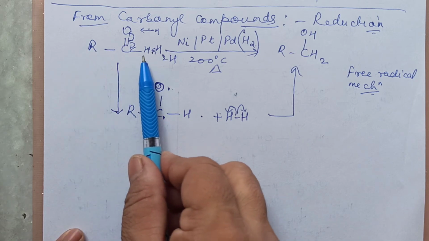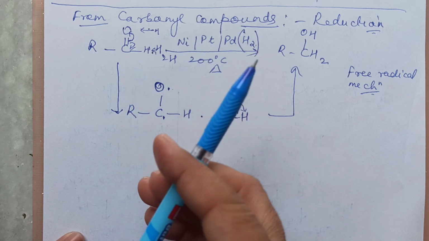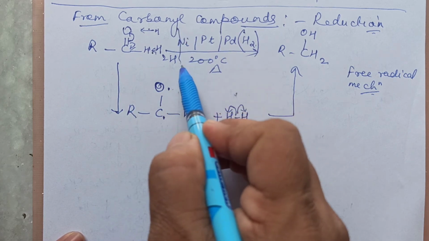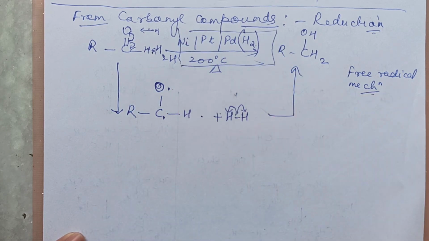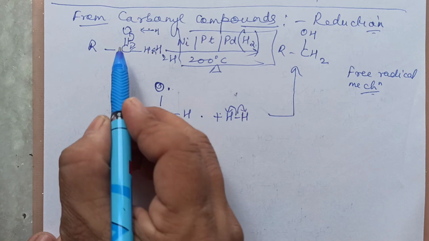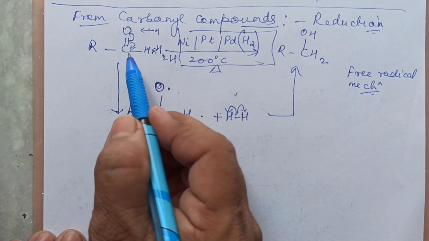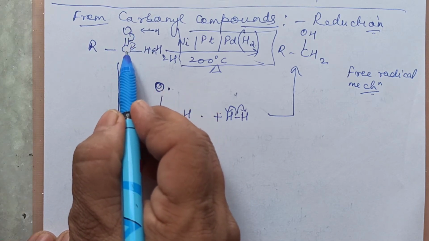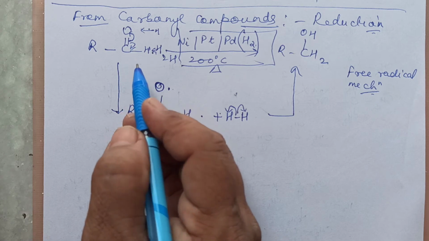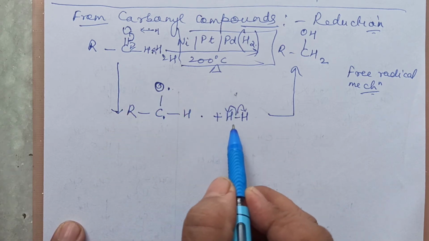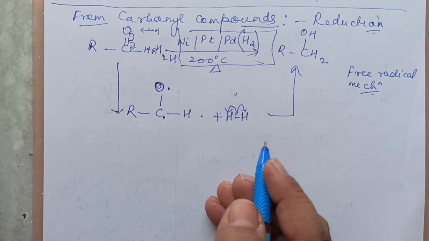Carbonyl compounds, aldehydes or ketones, if the reaction is carried out in the presence of nickel, platinum, palladium and hydrogen, it is heated, you will get alcohol. It is following free radical mechanism. This H bond breaks, forms two free radicals, O and carbon, one free radical you get, and then this H also forms free radical which will add on.